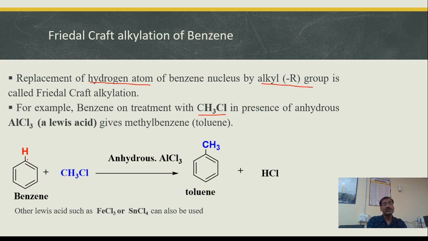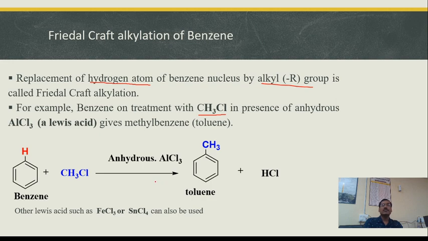So your H will be replaced by CH3. Have a look at the color. I have shown the leaving electrophile in red, the attacking electrophile or the source of electrophile in blue, and the catalyst in black in all the slides. Okay, so you will get methyl benzene or toluene as a product.